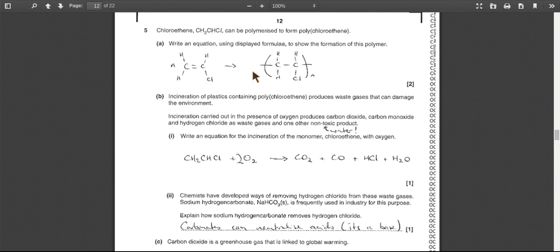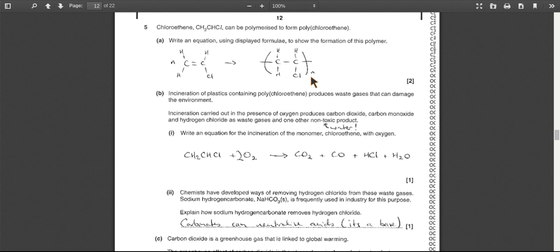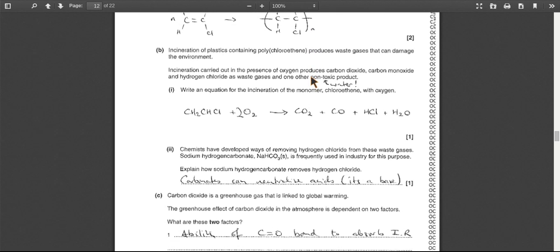Break open the double bond, have a bond going back, a bond going forwards, and then just make sure the bracket goes through the middle of the bond, and don't forget the little N there to show that that continues. We then have to write an equation for the incineration of the polymer, and we're told all of the products apart from one, and all we're told about that is that it's a non-toxic product. So that's going to be water, and there's the equation there.